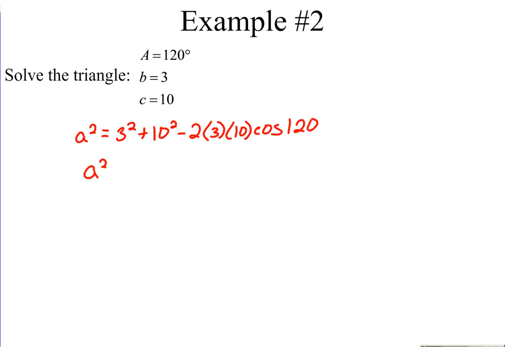You should be able to plug it in just like you see it. Make sure this is all multiplication, so you put that in parentheses. So in your calculator, 3 squared plus 10 squared minus, put all of that in parentheses. You should get 139. Take the square root, and side A is 11.790.